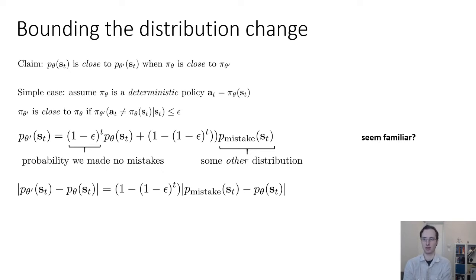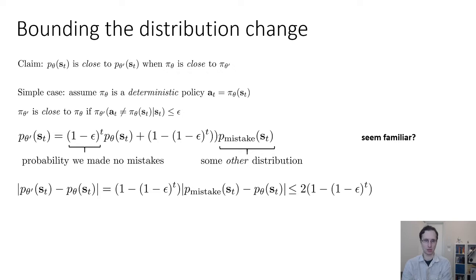And that multiplies the TV divergence between p mistake and p theta. Now, we can't bound this TV divergence p mistake minus p theta because we're making no assumption on p mistake. So the only bound we have is the trivial bound, which is that any total variation divergence always has to be less than or equal to 2. So that means that the total variation divergence between the state marginals is bounded by 2 times 1 minus epsilon to the t.